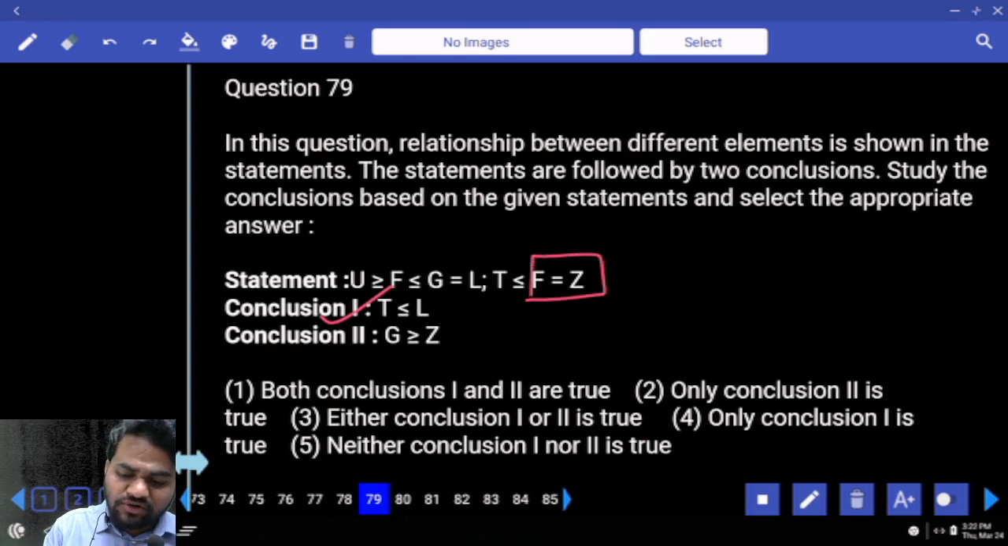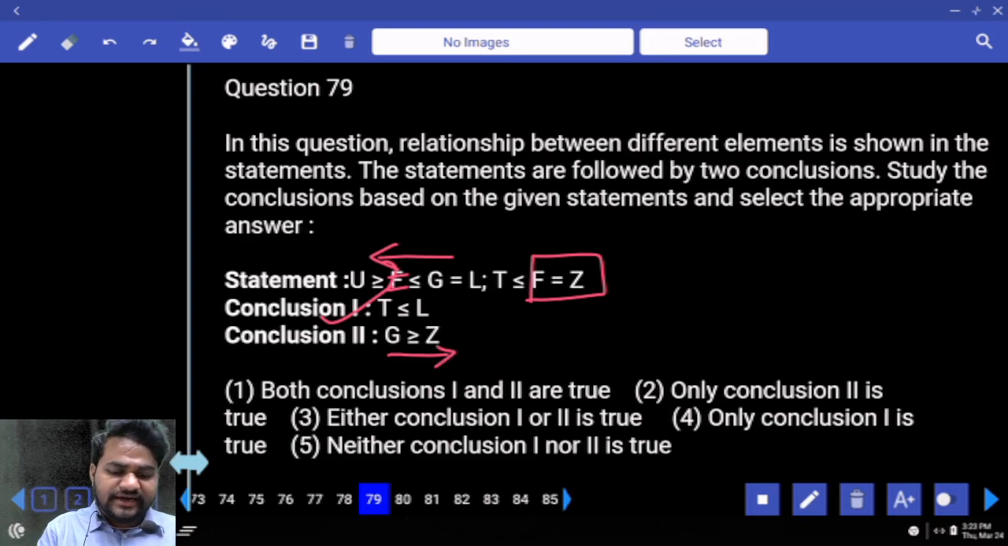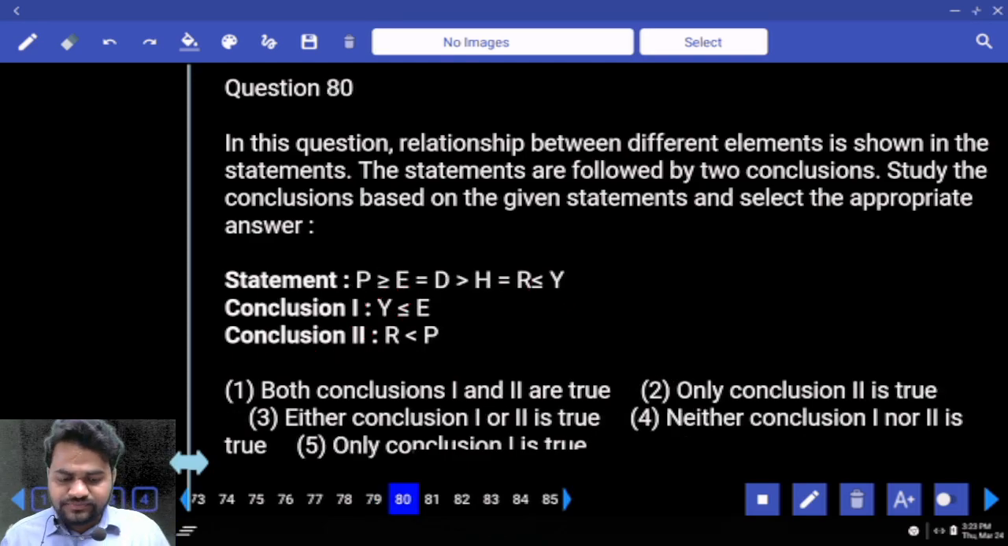Next, Z greater than or equal to Z. As F equal to Z, we can make Z here. So from G it is G greater than or equal to Z. From G we have to see, greater than or equal to Z. It is also Z greater than or equal to Z. It is also true.